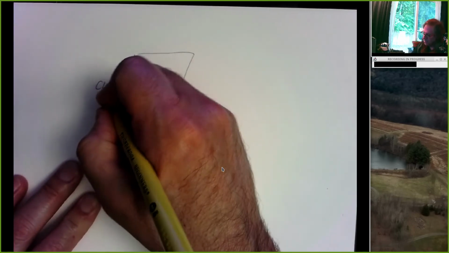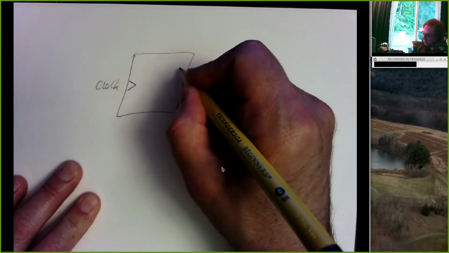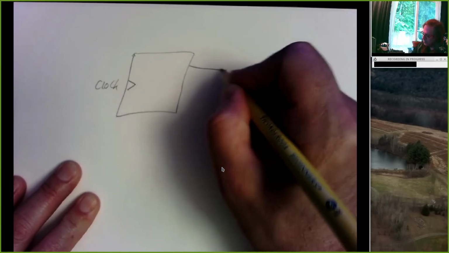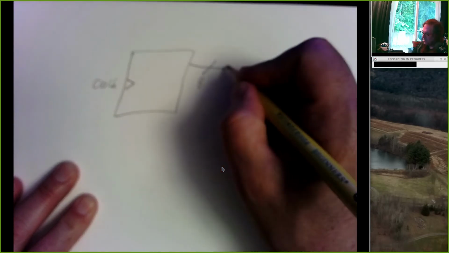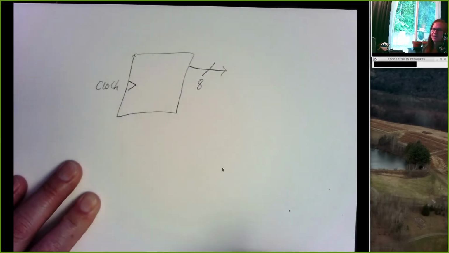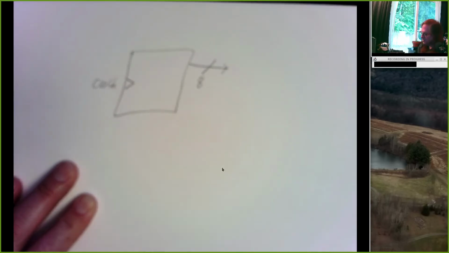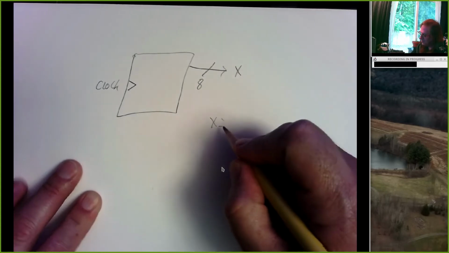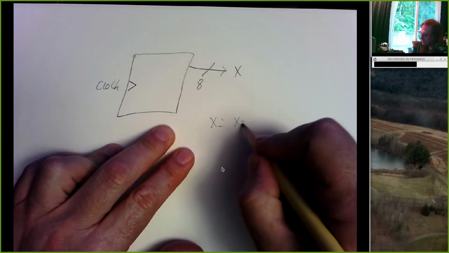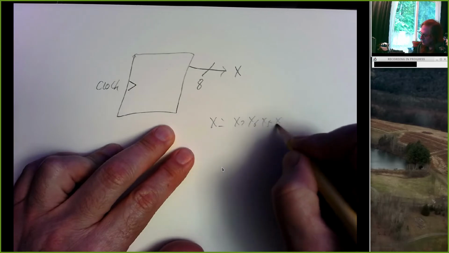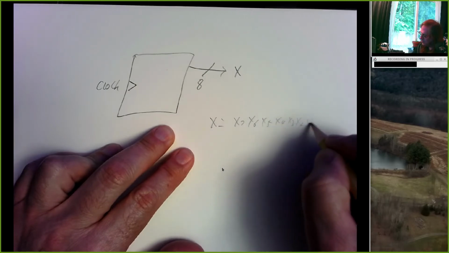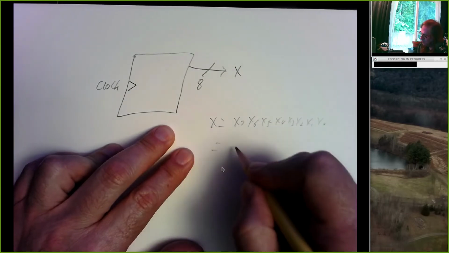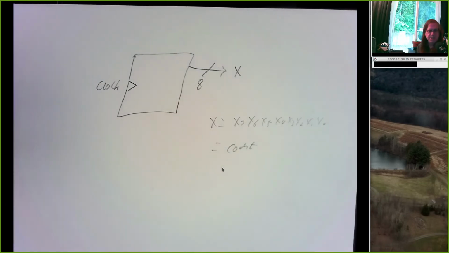So there's a clock. It's 8 bits, so we would have 8 wires coming out. And this is X, an 8-bit counter. So we've got 8 output bits, X0 through X7, that's the count.